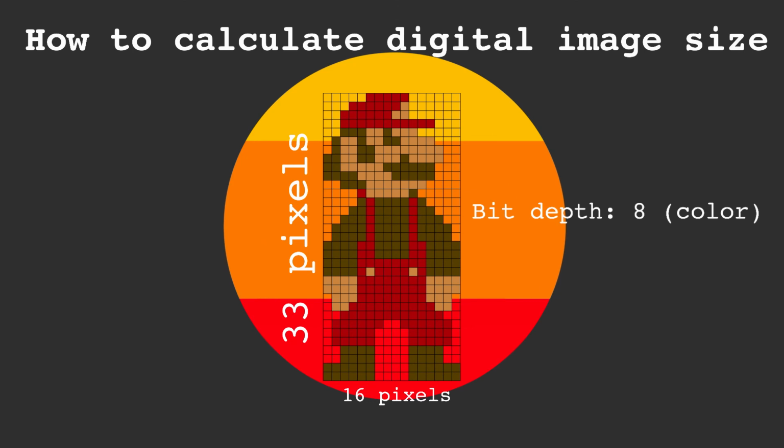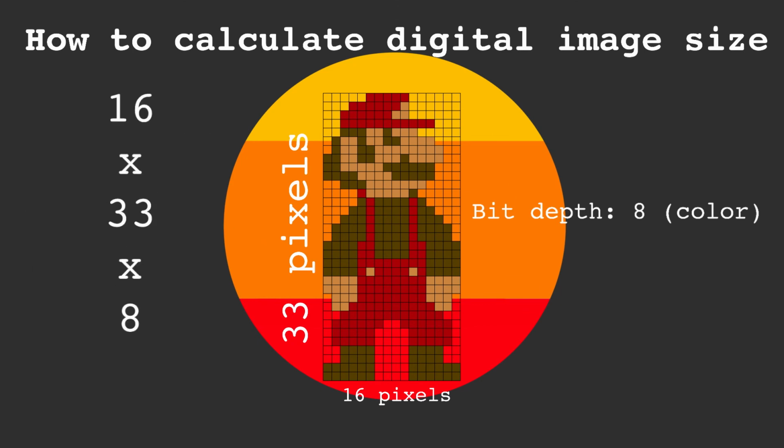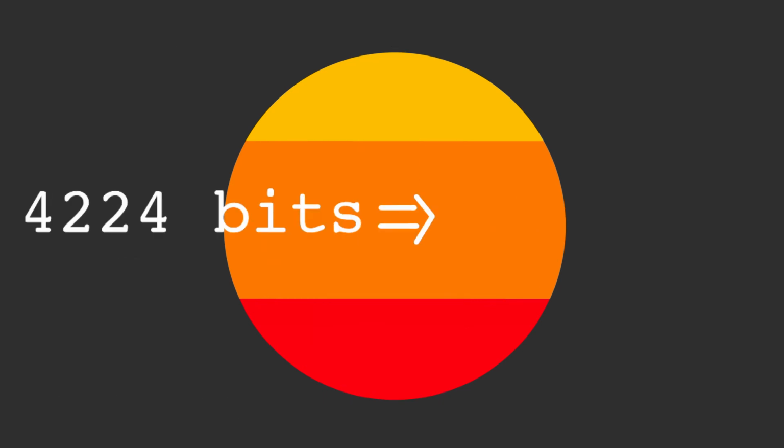Okay, next let's move on to calculating image file size. This image is 33 pixels tall and 16 pixels wide and has a bit depth of 8. To calculate the file size, find the amount of total pixels and multiply with bit depth, which gives us the answer in bits. To convert bits into bytes, divide by 8 and you will get your answer.